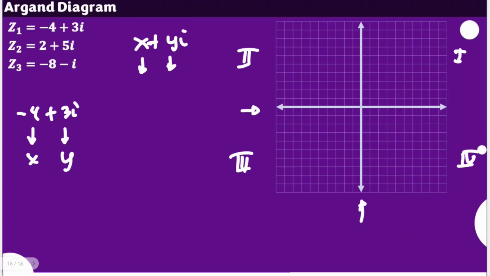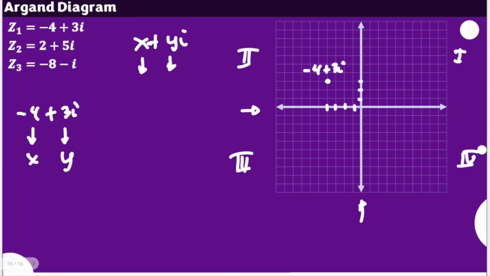Since x is negative and our y is positive, we can see z sub 1 on our Argand diagram in the second quadrant. Specifically, it can be seen at negative 4 and positive 3. This is where we could find our z sub 1, or basically, this is where we have our negative 4 plus 3i.